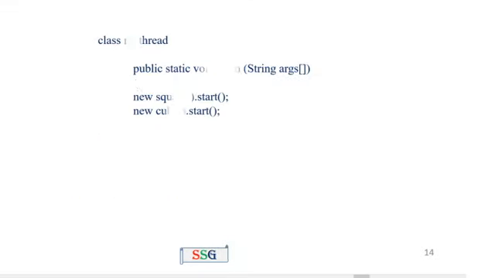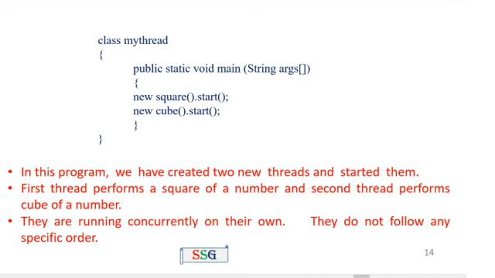Okay. Then the main program, class MyThread, public static void main String args. We have to create an object for the square class as well as the cube class, then call the start method. Here, new square dot start, new cube dot start. Okay, objects created and the run method is also called. Here the first thread performs the square of the number and the second thread performs the cube of the number. They are running concurrently on their own. They do not follow any specific order.